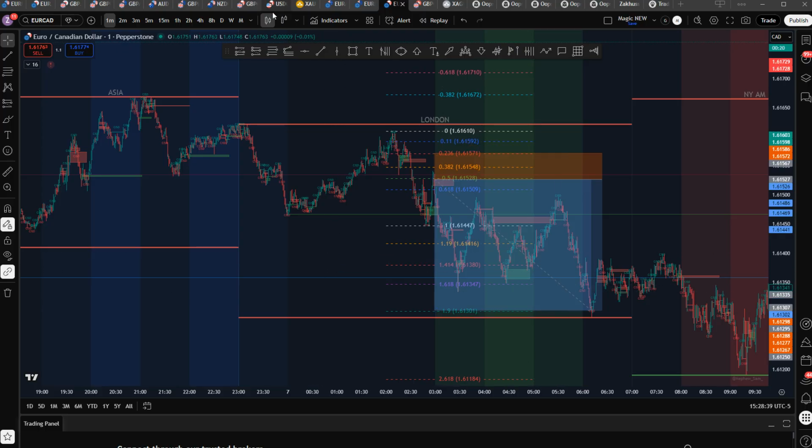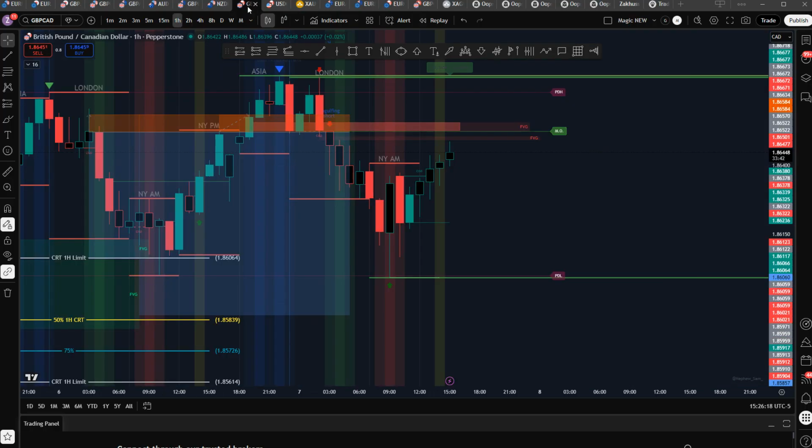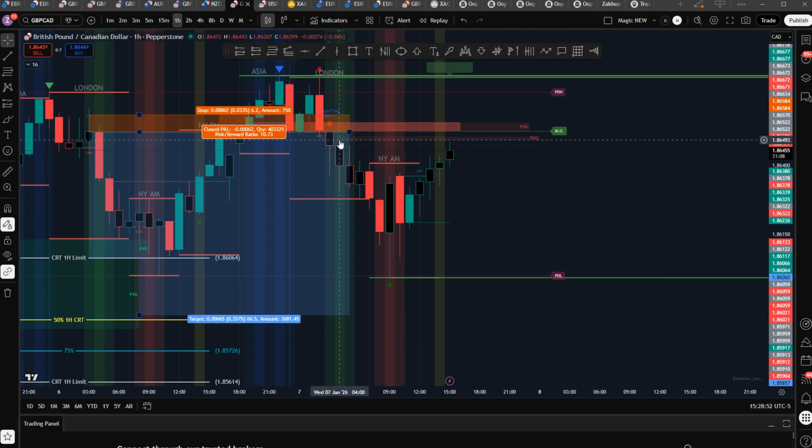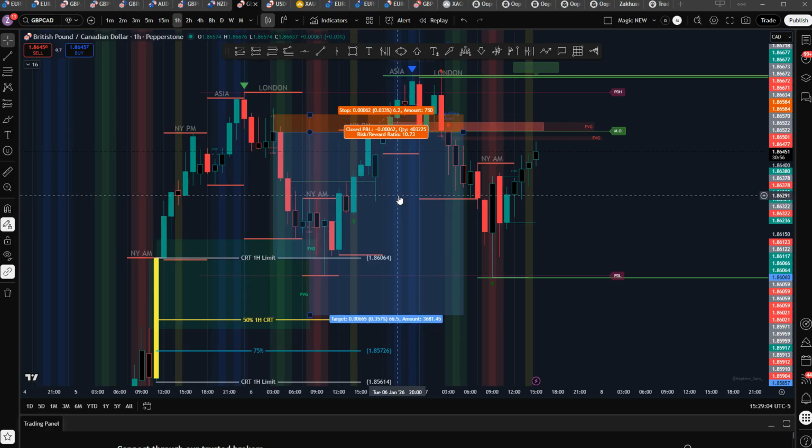Now going to the pound CAD, this one also had, at the very same hour, a manipulation candle, much like the Euro CAD pair which we have just shown you. It wouldn't have triggered because it didn't come up to the bare minimum of the 0.618 retracement level. So this would have been null and void.